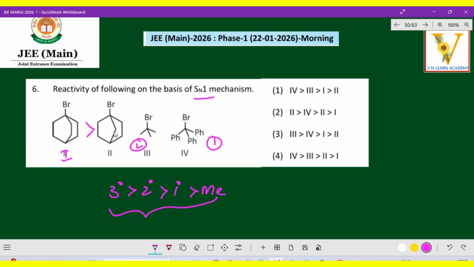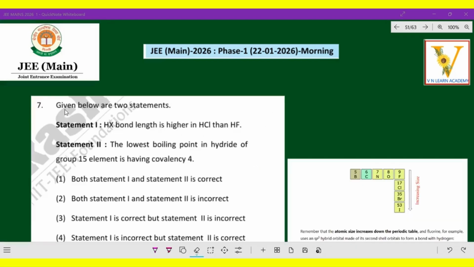Why? The second one, the bridgehead carbon, is actually much less stable comparatively to the first one due to very high strain. So according to that, the fourth one is greater than the third one, which is greater than the first one, which is greater than the second one. So this is the way we can bring that option: 4 3 1 2. So option 1 is the correct option. Hope you got the clarity. Come on, let's go to the next one.